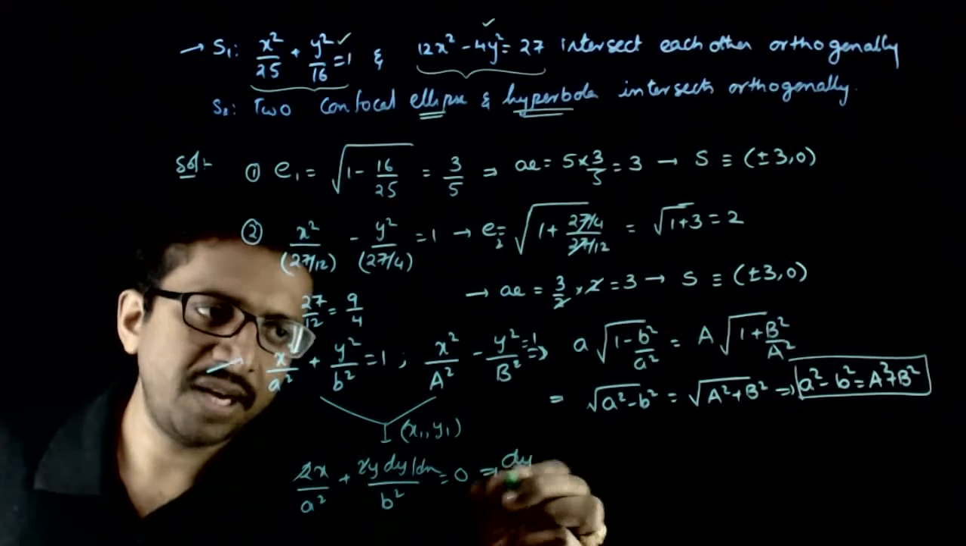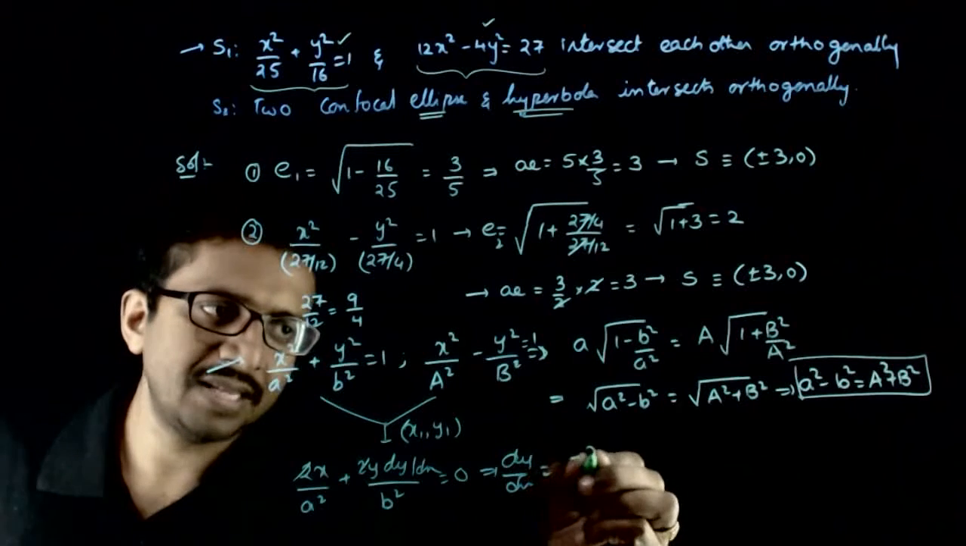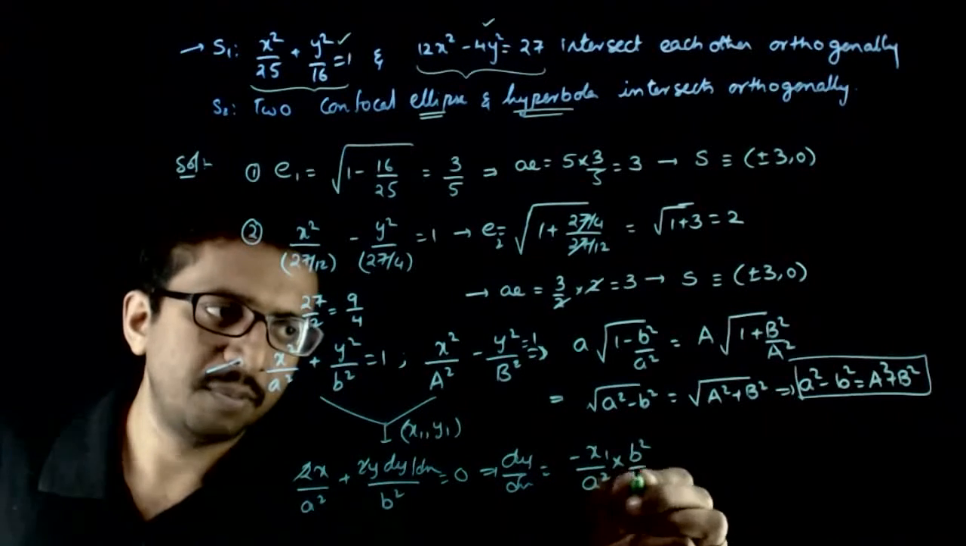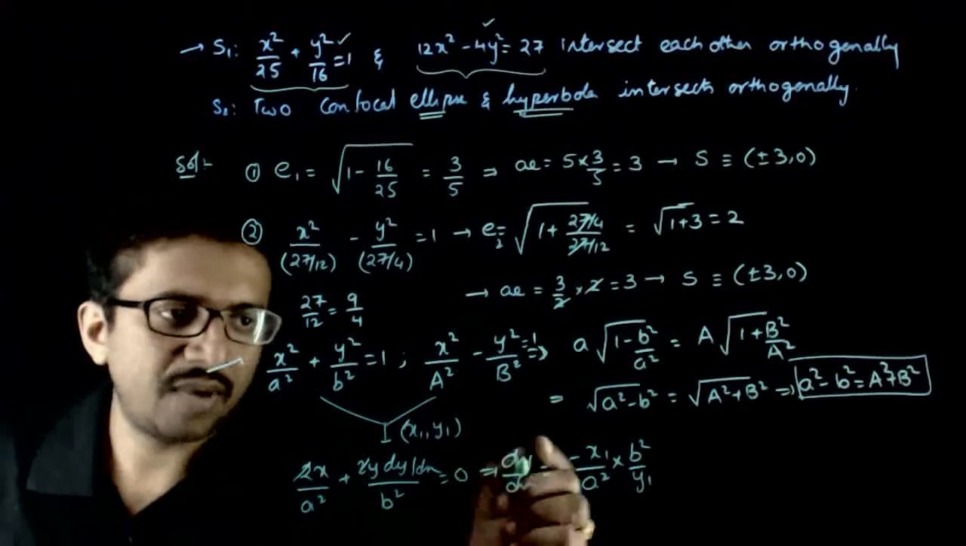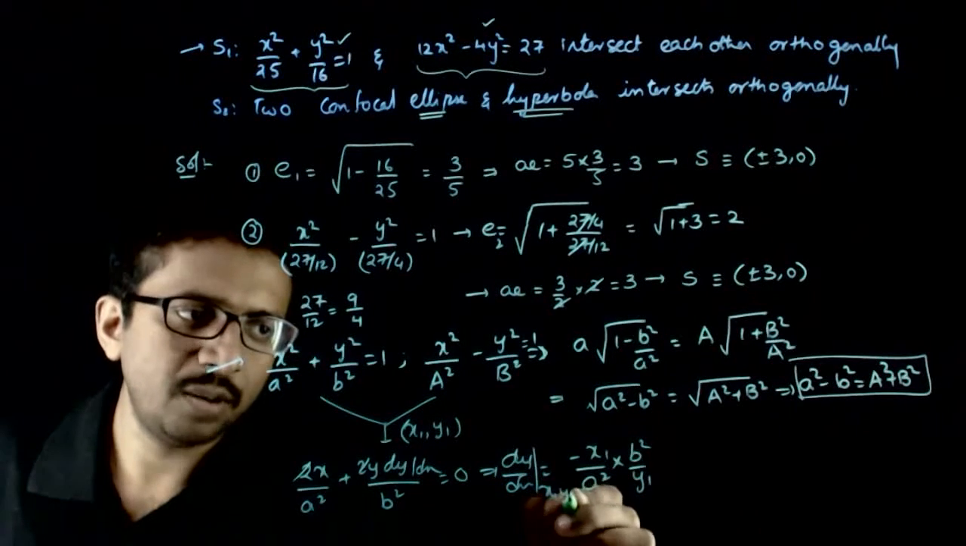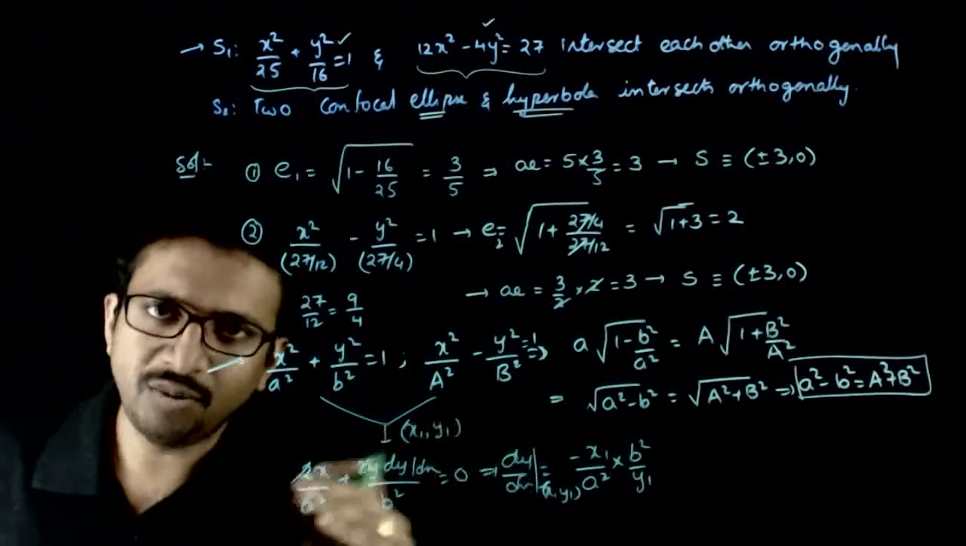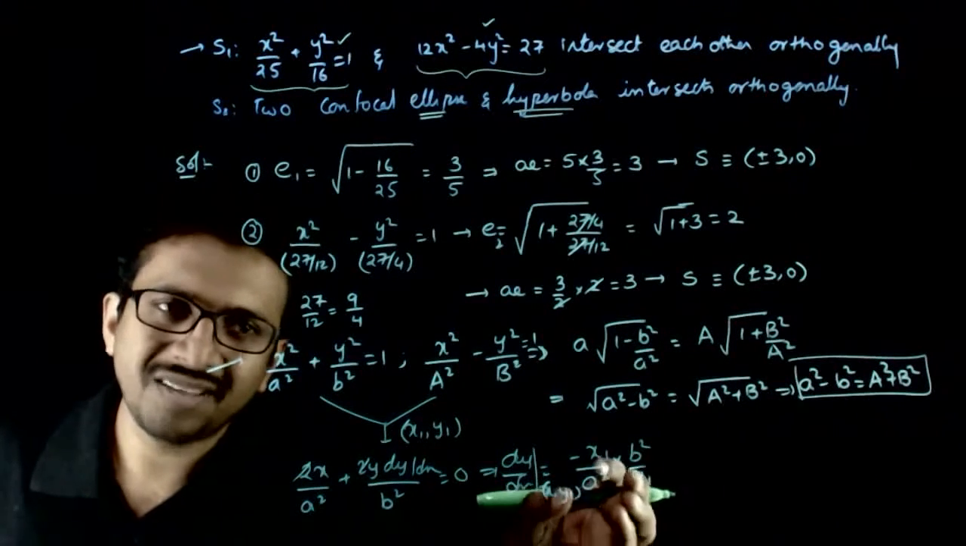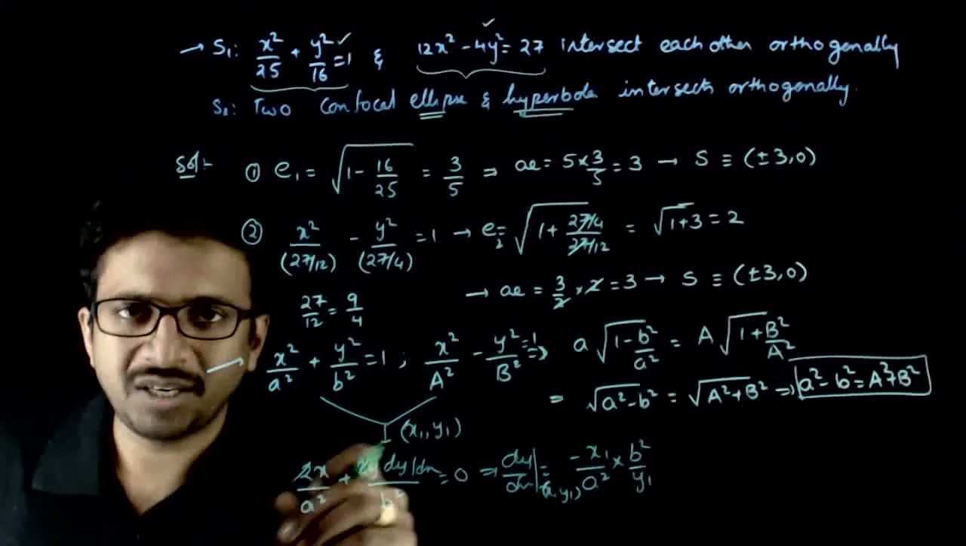So dy by dx is equal to minus x1 by a square into b square by y1. This is the value of dy by dx at x1 y1. So you just need to send everything on to the other side. So this is the slope of the tangent to the ellipse at the point of intersection.